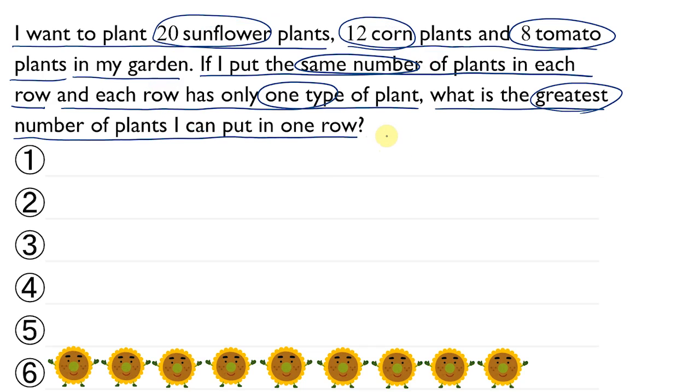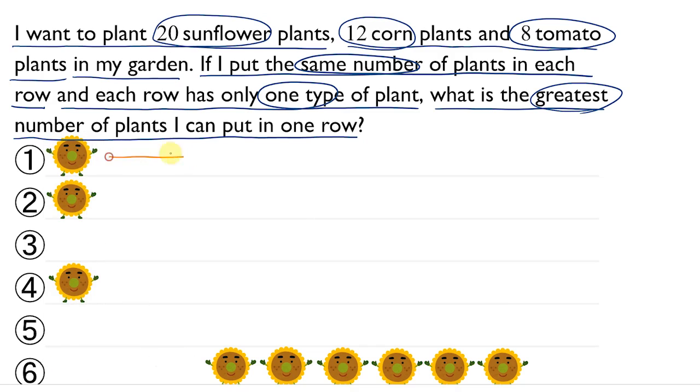This question has a lot of words, so let's just focus on one part of it at a time. First of all, let's focus on the fact that I have 20 sunflower plants. Is it possible that I can put one sunflower in a row? Yes, I can. This means that for the first row, I have one sunflower, and for the second row, I have one sunflower. And if I keep going, I will reach the 20th row, because I have 20 sunflower plants. And so we see that if I put one sunflower in one row, then I will have 20 rows.